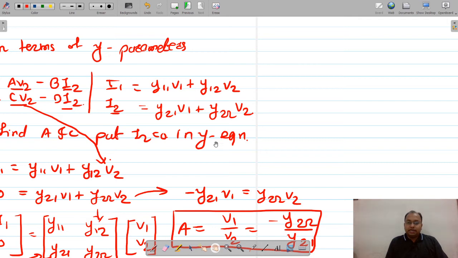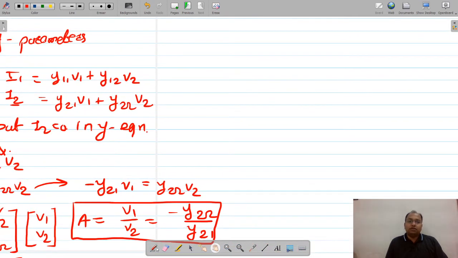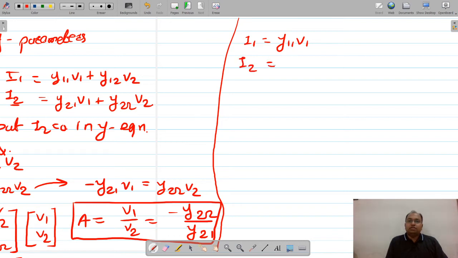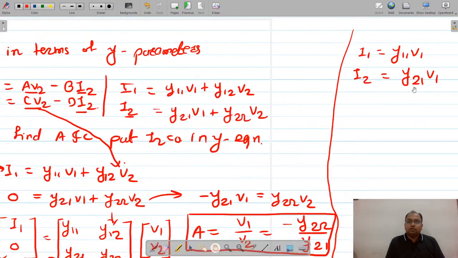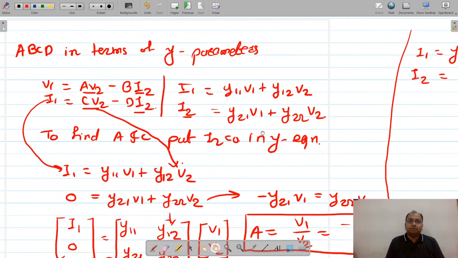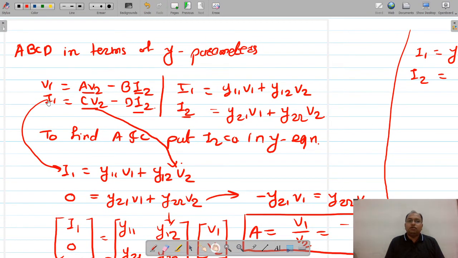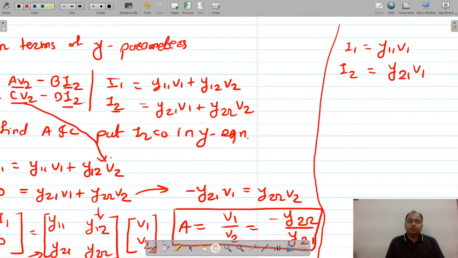Right now let us put v2 is equals to 0 in these particular equations. So I1 is equals to y11 v1, v2 is 0. And I2 is equals to y21 v1. Okay, fine. Now what is d? Can I simply find out d from this particular equation? D is nothing but my ratio of minus I1 to I2.